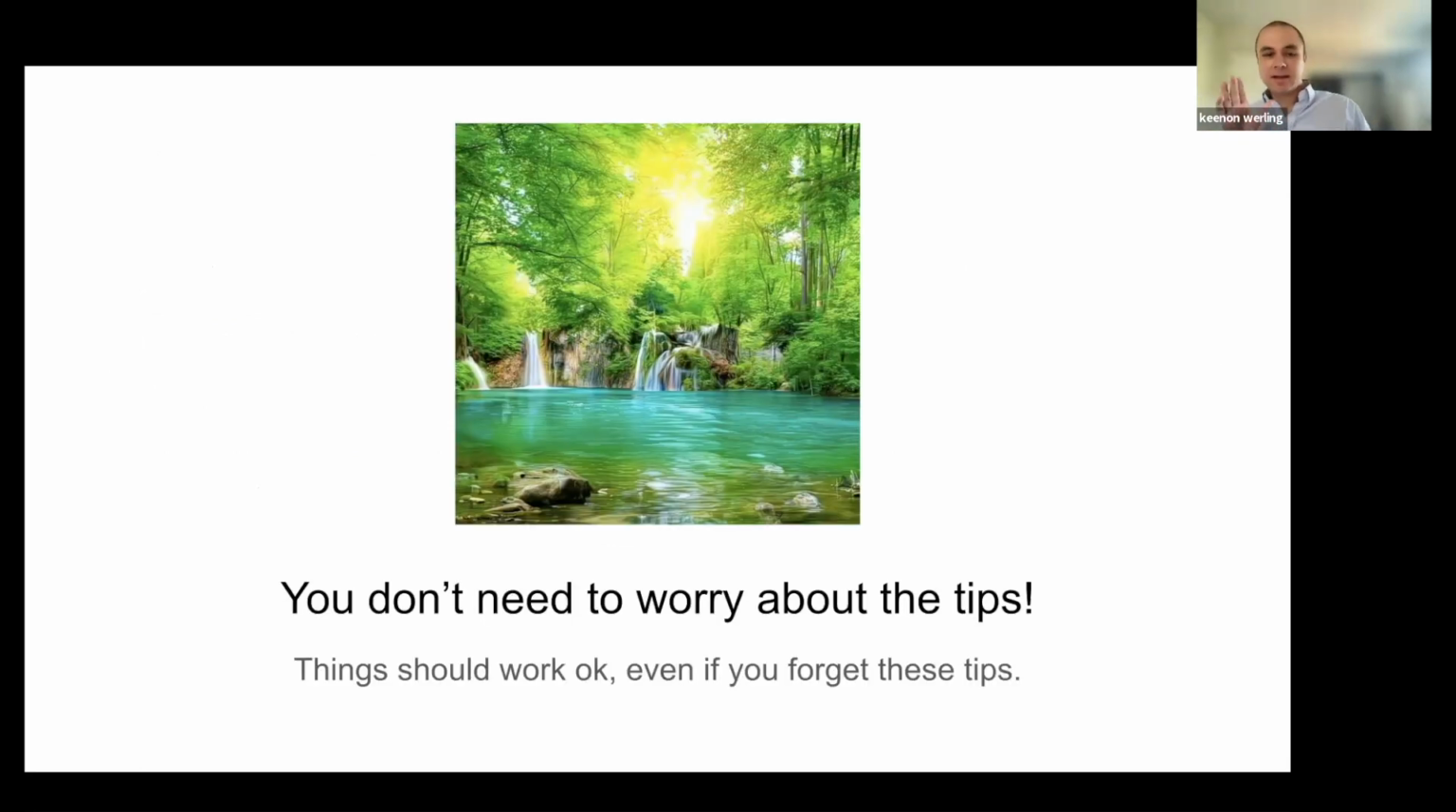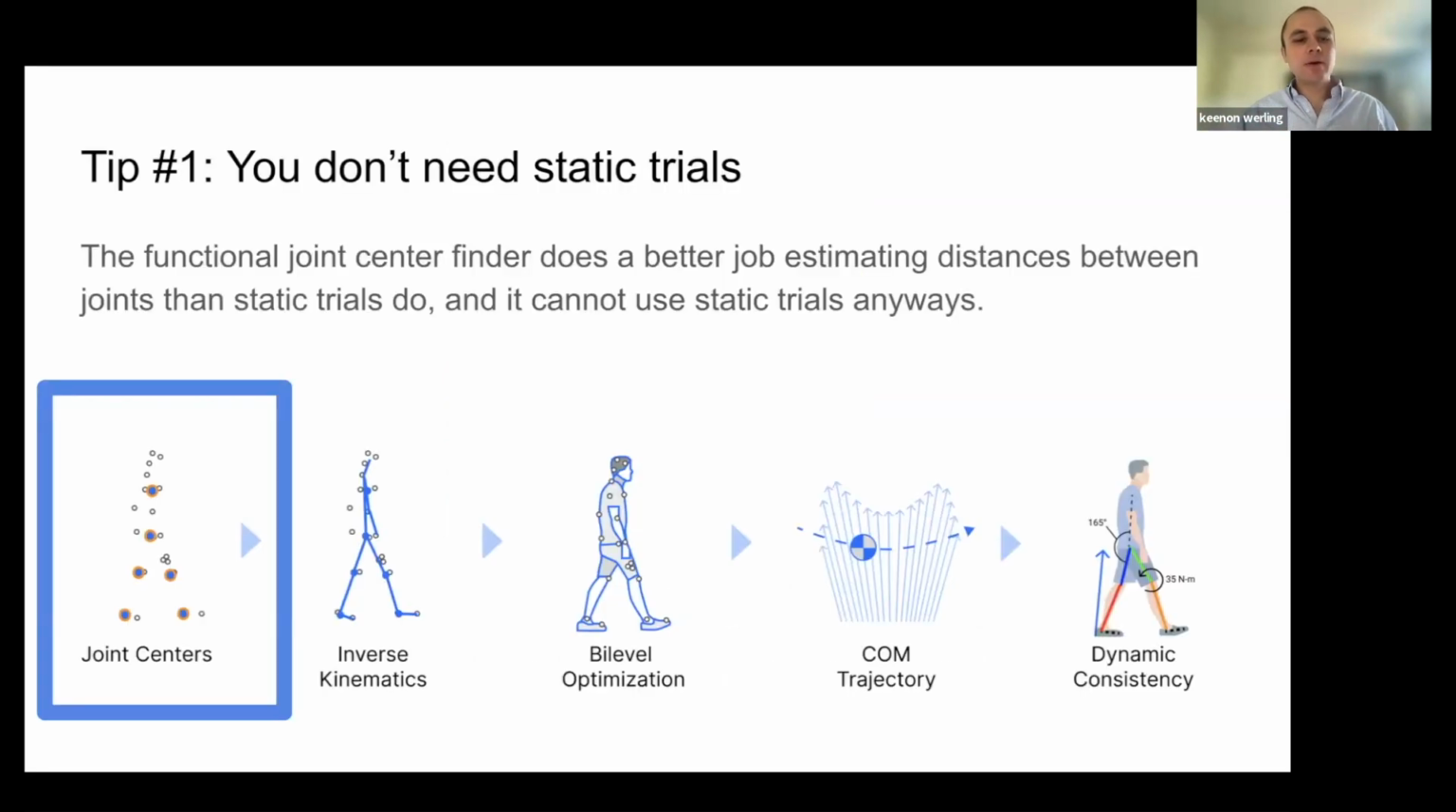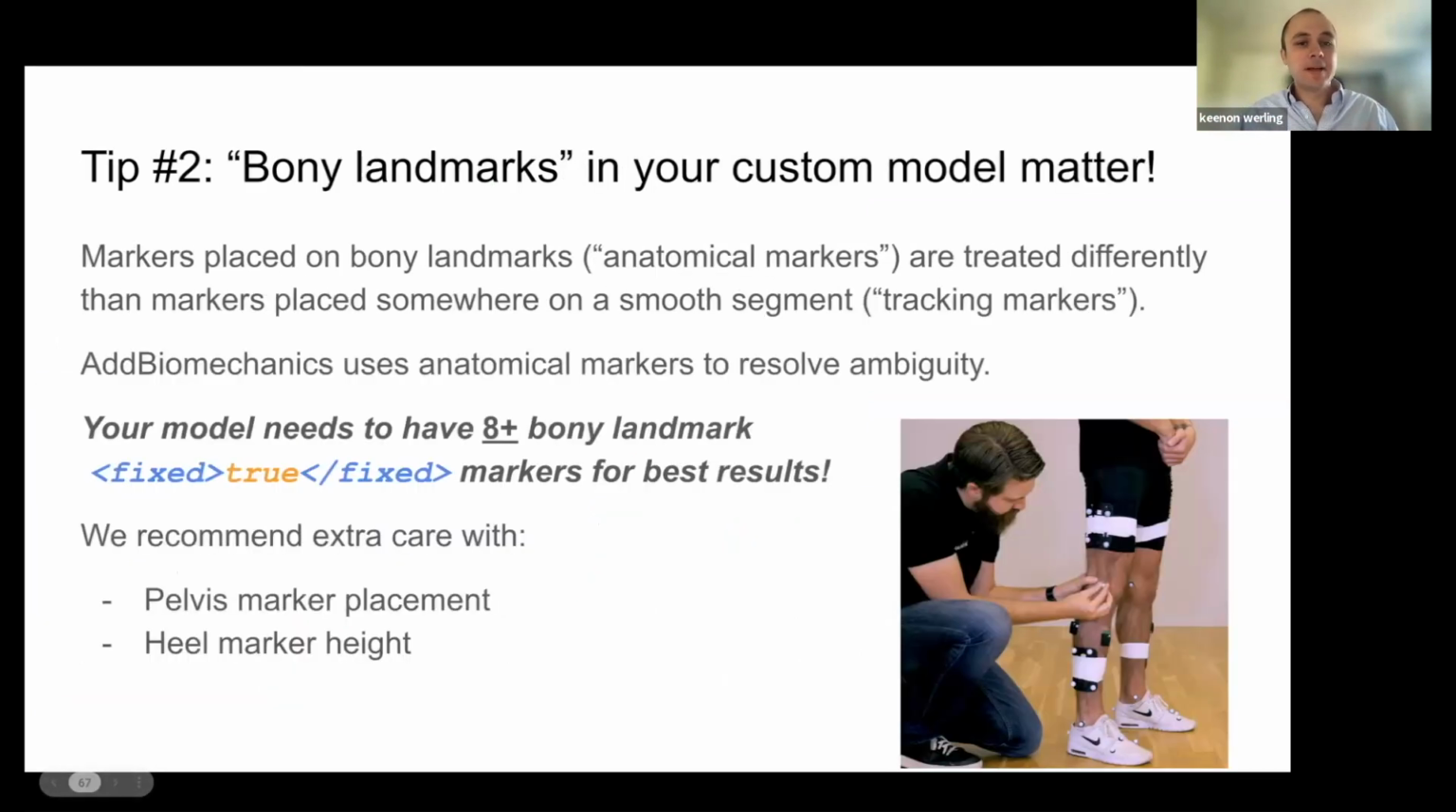And I should say, we have worked really, really hard, and we continue to iterate. Our goal is that you really don't need to worry about the tips. We want the tool to remind you if it senses that anything is wrong, and also for the user interface to guide you through making sure that you more or less do everything right as you go. So I'll say in tip number one, you don't need static trials. You can collect them if you want, but they don't add very much information on top of the functional joint center finding. So you don't have to upload them.